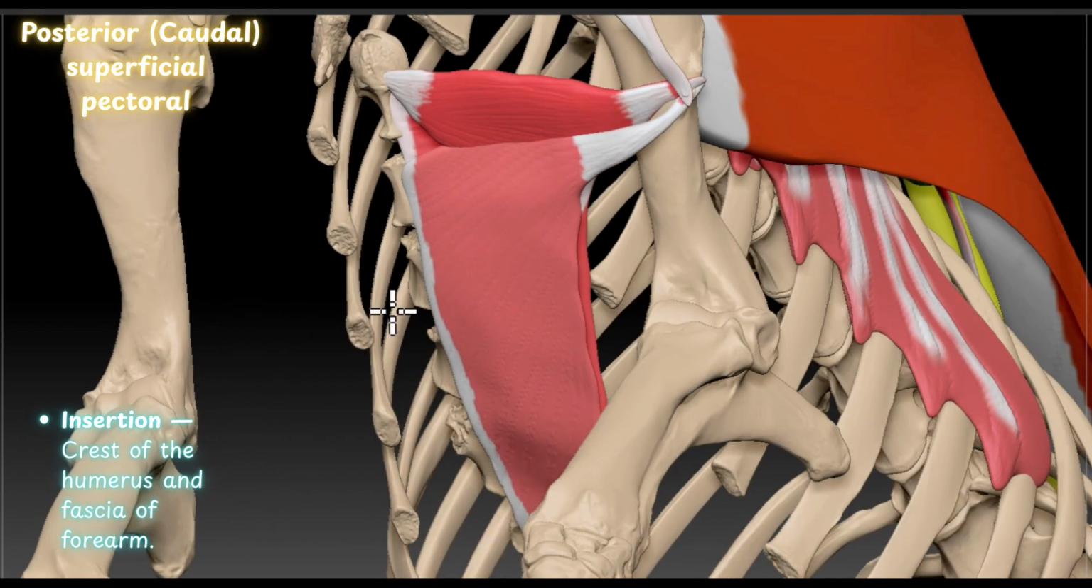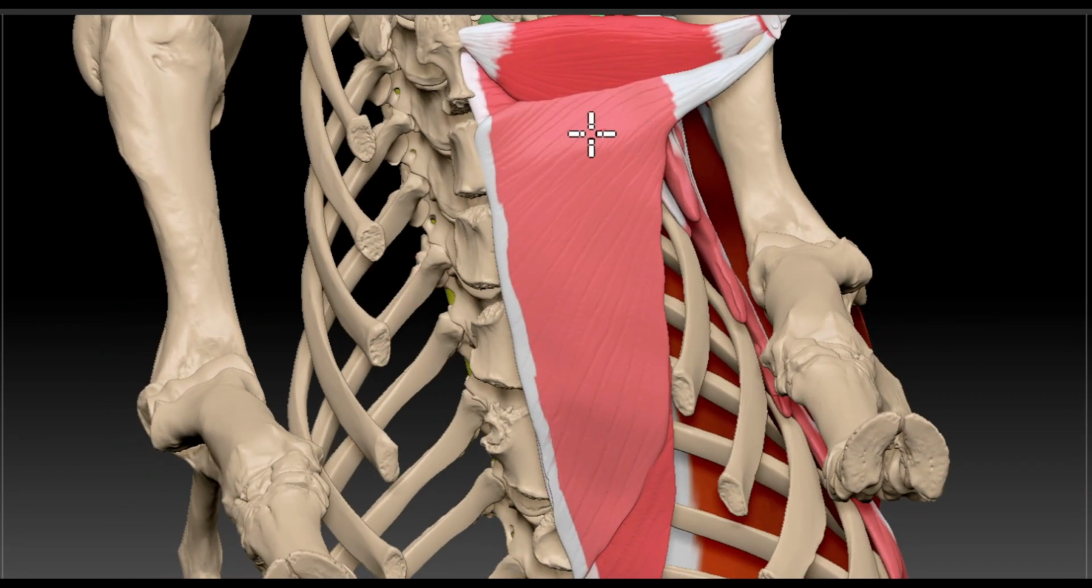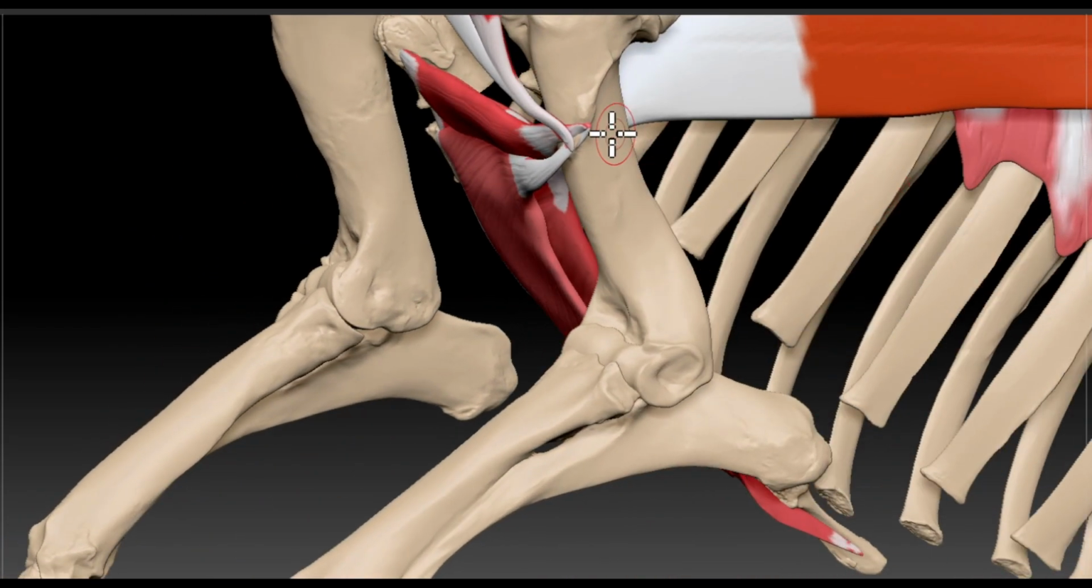So again, repeating. This is the posterior or caudal superficial pectoral muscle. The origin is from your sternum, from your second sternebra up to your fourth or sixth sternebra, and the insertion point is your crest of the humerus. So this is the crest of the humerus.